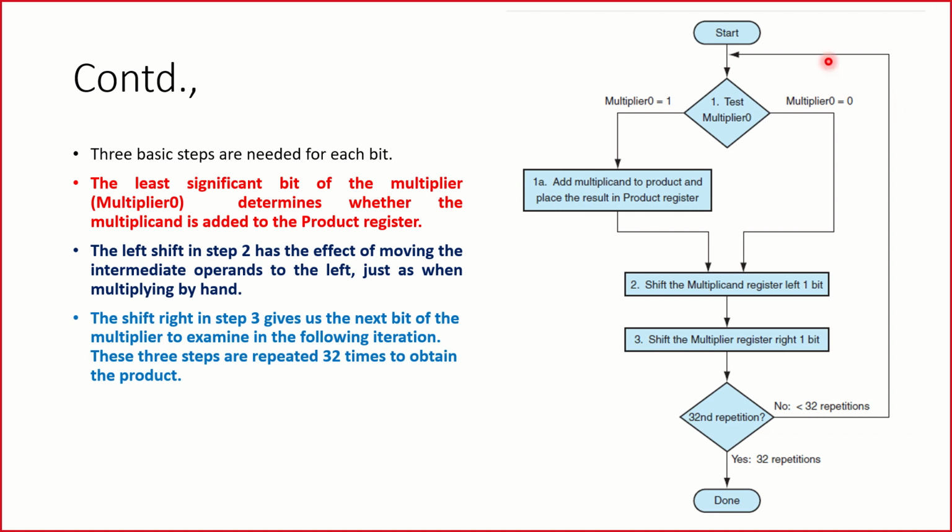Now what do we do? The first step, I start. Now I test the multiplier value. Multiplier 0, I mean the least significant bit, the LSB of the multiplier, determines whether the multiplicand is added to the product register or not. Remember, this least significant bit will help you in understanding that. Now let's say it is 0.